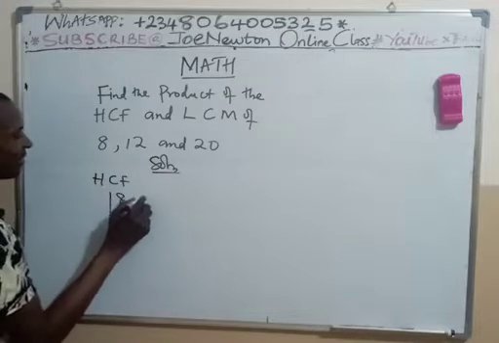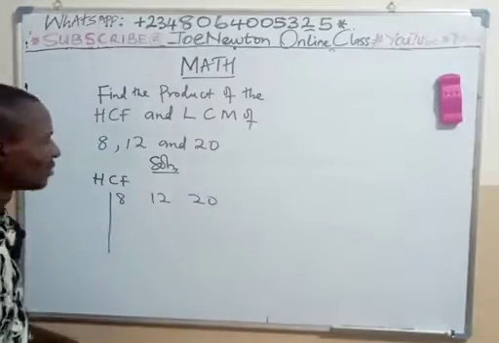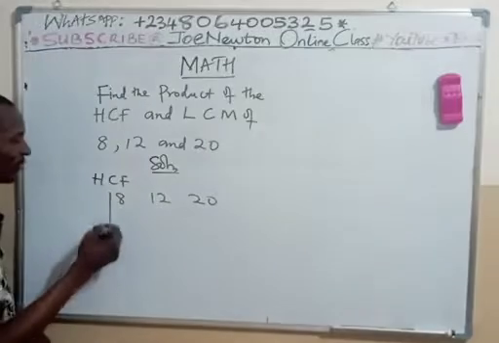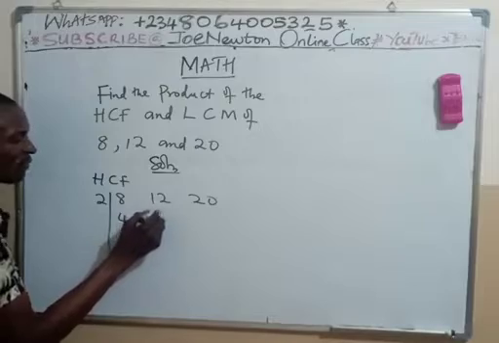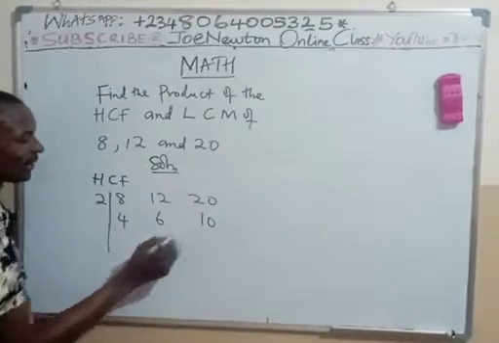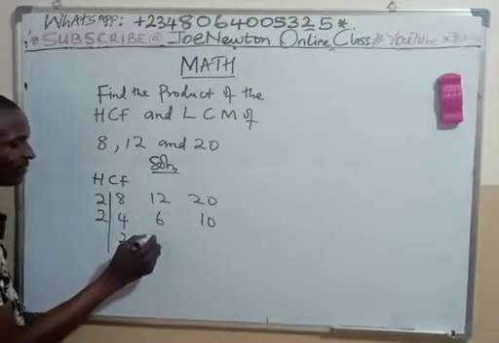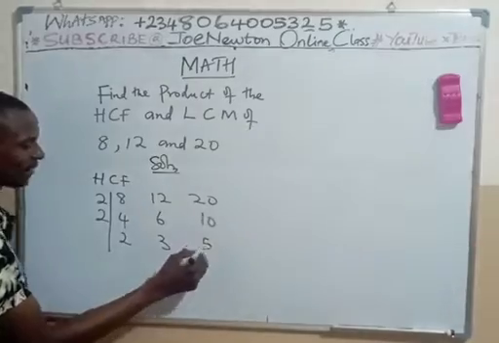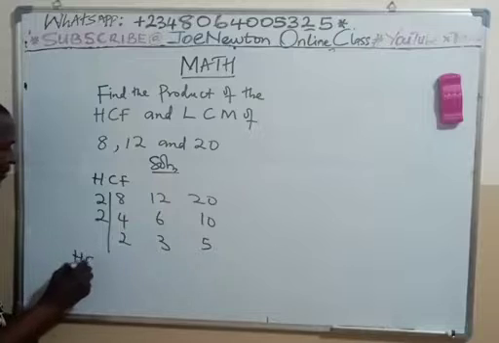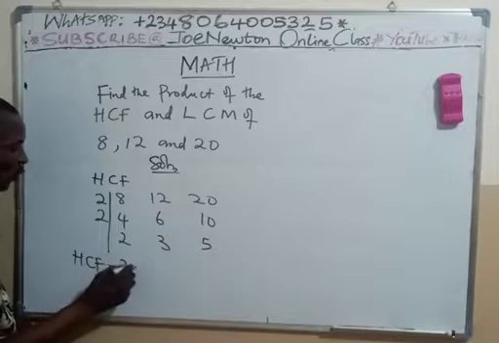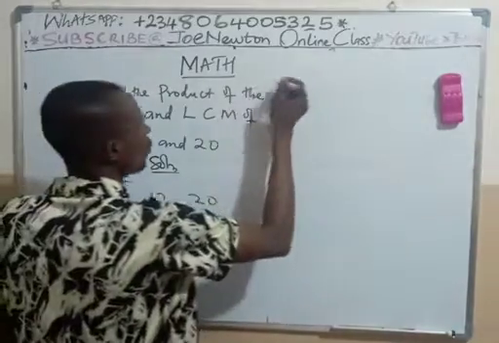Now, first, the HCF. We have two ways we can find the HCF, but I want us to use the method of common factors. 2 can go through. 2 divide 8 is 4. 2 divide 12 is 6. 2 divide 20 is 10. Then 2 can still go. 2 divide 4 is 2. 2 divide 6 is 3. 2 divide 10 is 5. So nothing can divide them again. So the HCF of these numbers is 2 times 2, which is equal to 4.